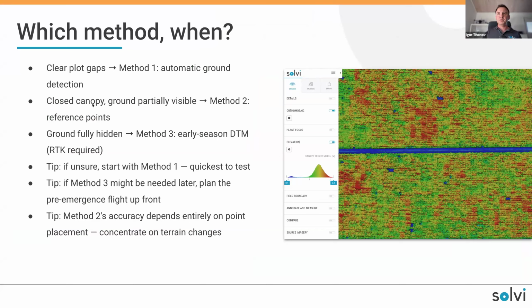In closed canopies, but where you still have some ground level visible here and there, and it's somewhat evenly spread across the field trial, the second method can work. You just place reference points and create a DTM from that, and then generate a canopy height model. Or for cases like this, where there are vast areas in the field trials without any ground level visible, reference points will not work well. So then you will need an early stage elevation map that you can use to create a canopy height model.